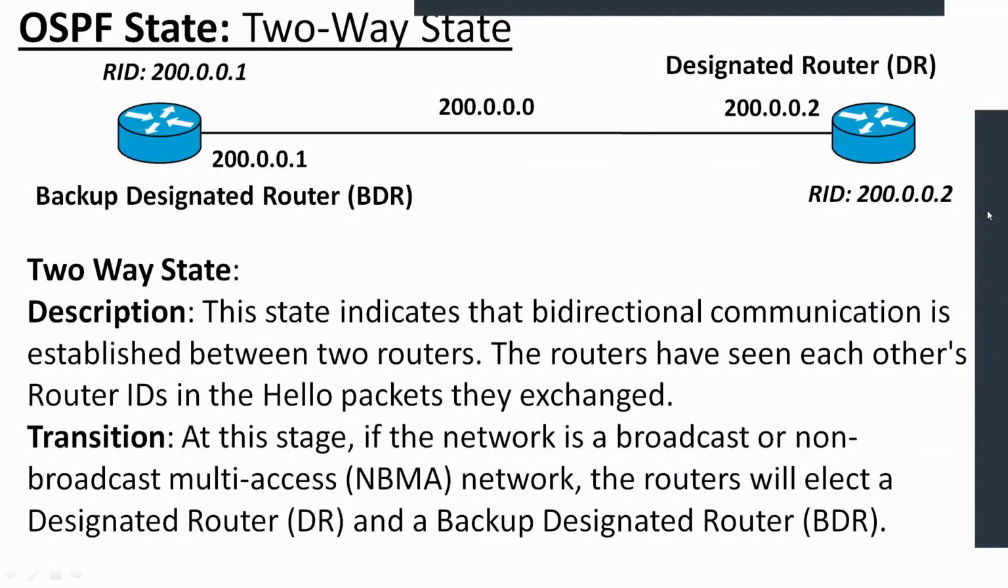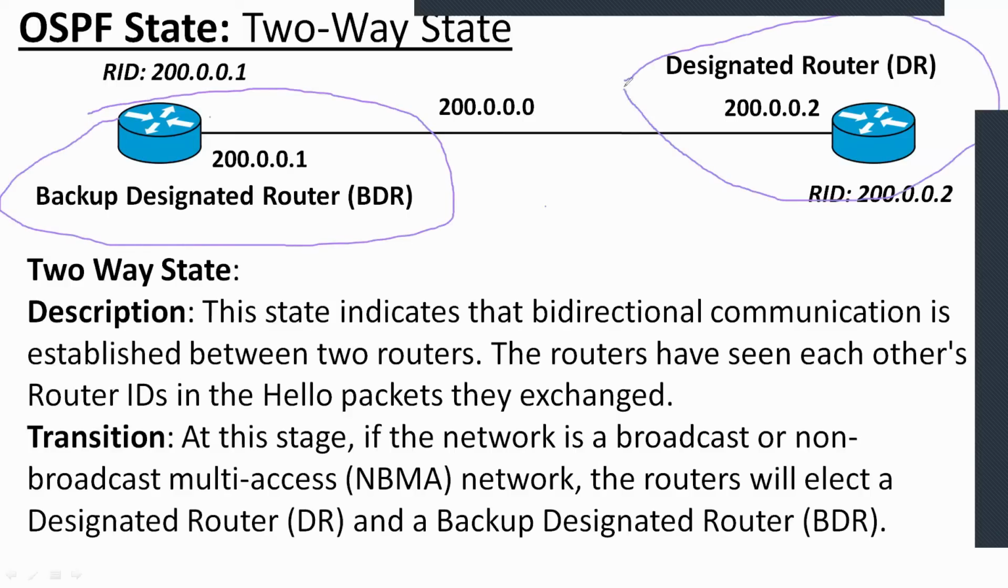Next state is two-way state. In two-way state, what will be done? The neighbor table will be created. After that, the routers will select or elect the designated router, DR or BDR. This state indicates that bidirectional communication is established between the two routers.